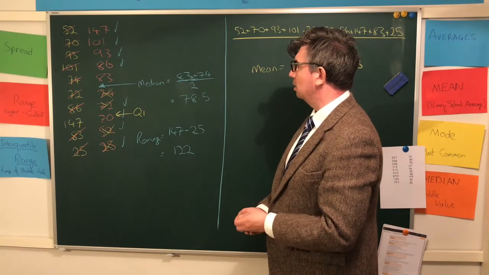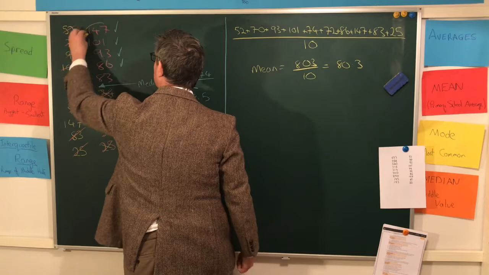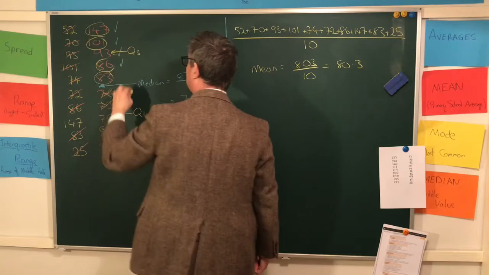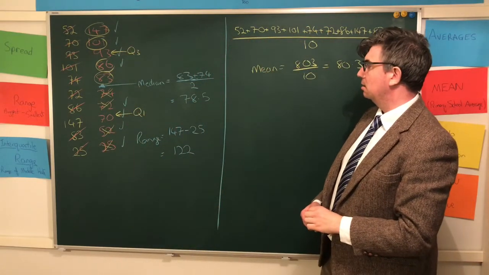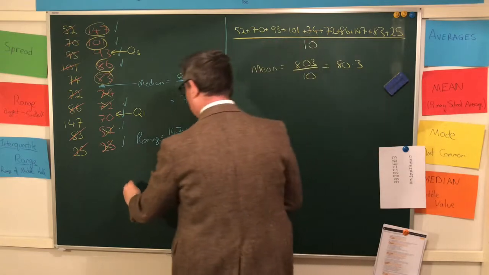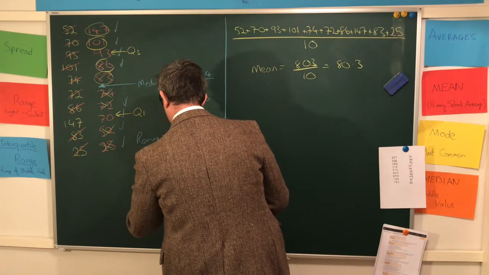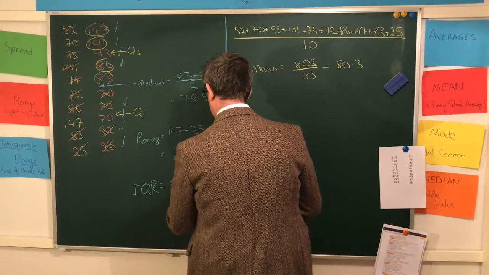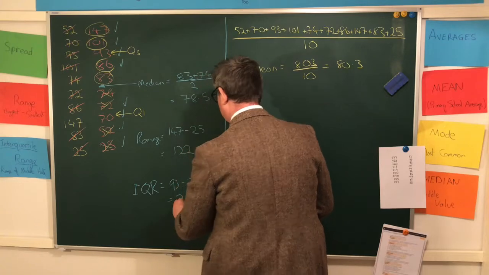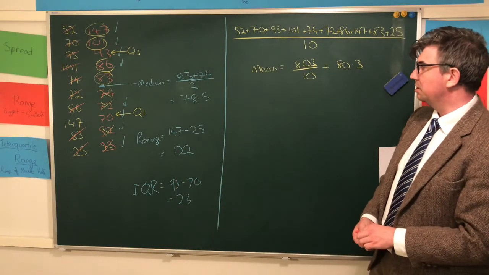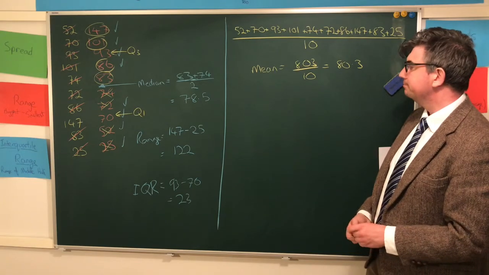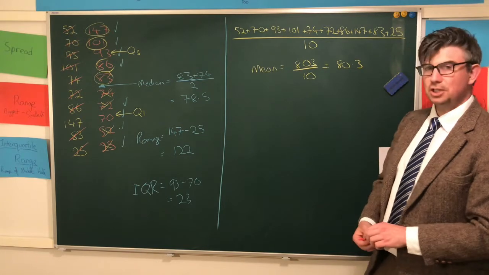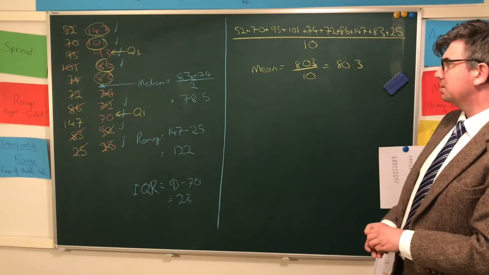And let's do the ticking system. So we tick this guy off with this guy off with this guy, we're left with one in the middle. So that guy there is Q3, the upper quartile. So therefore, the interquartile range, the IQR, is equal to 93 minus 70, which is equal to 23. So the interquartile range is 23. So I think that should get you through what we did yesterday.